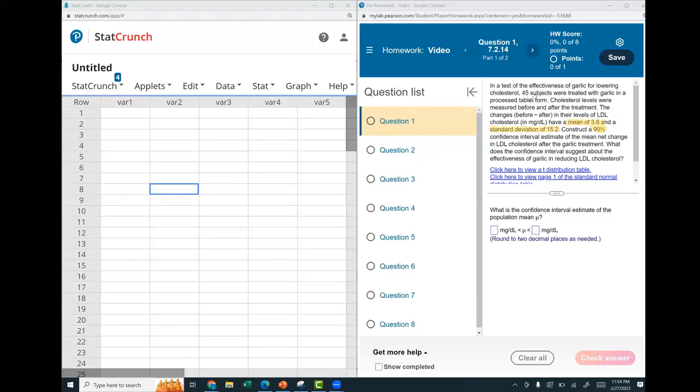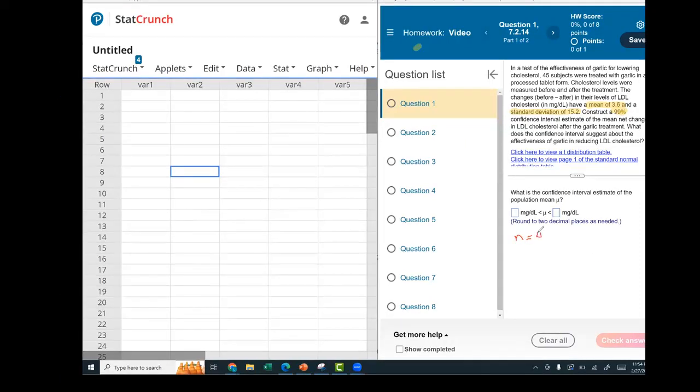Okay, one step at a time. So I look up here and I have to see if I have my requirements, right? In a test of the effectiveness of garlic for lowering cholesterol, 45 subjects were treated with garlic in a processed tablet form. Okay, so far I have 45, n equals 45. That is greater than 30. So check. And I just need to know if it's random and then we're in good shape, right?